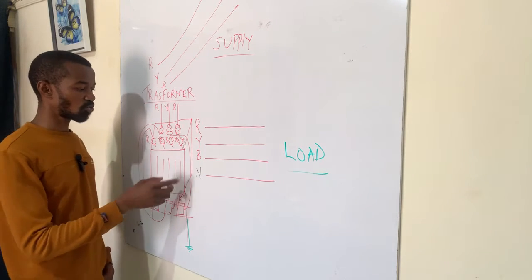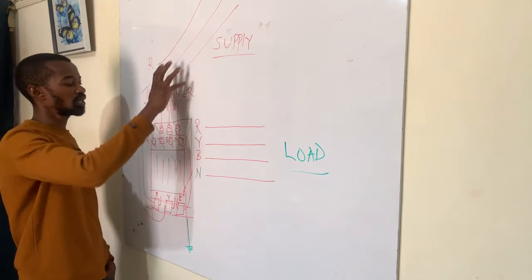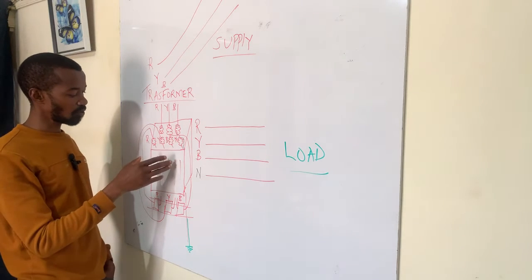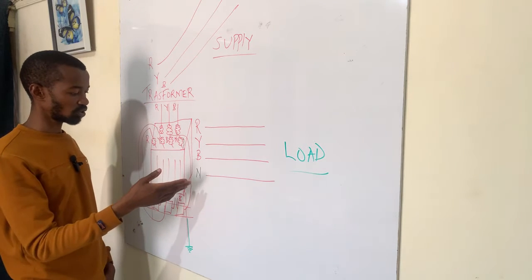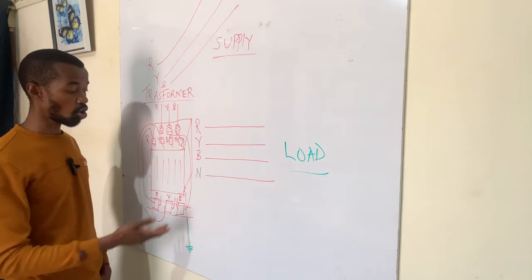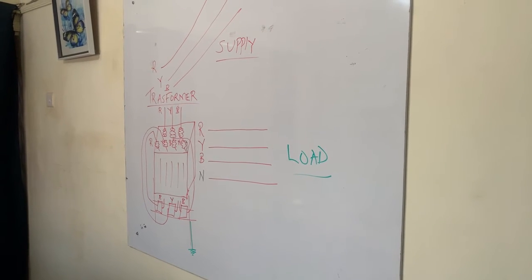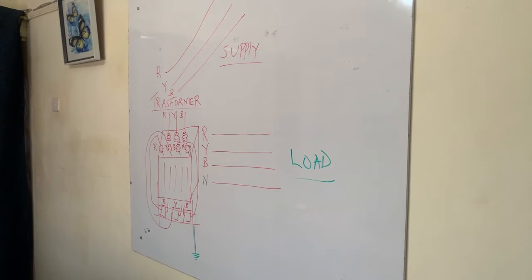Even without the neutral, we have a three-phase connection, because this is a three-phase primary connection which feeds our transformer here. And the transformer gives an output also of three-phase connectivity plus the neutral, or the return path for the source of power there. So we have that as our supply, and then we have our load connectivity.